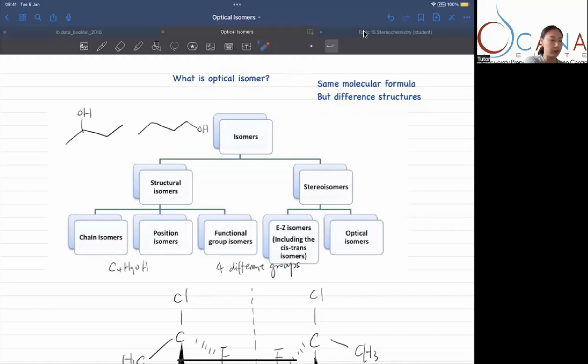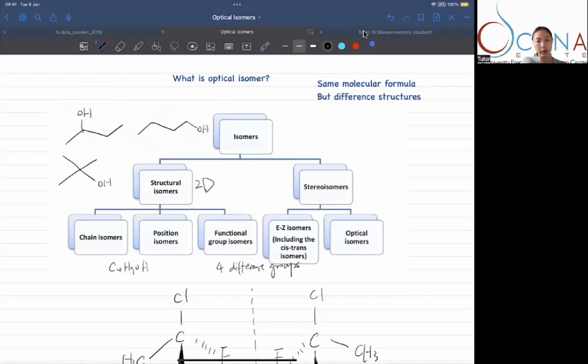For example, if I have an organic compound with the molecular formula C4H9OH, it could possibly look like this, a straight carbon chain with the OH attached in the middle, or it could be like this with the hydroxyl group attached to the end. Or it could have different carbon chain structures as well. But all of these belong to structural isomers that we learned before. They are different in the way they are arranged in a 2D way.